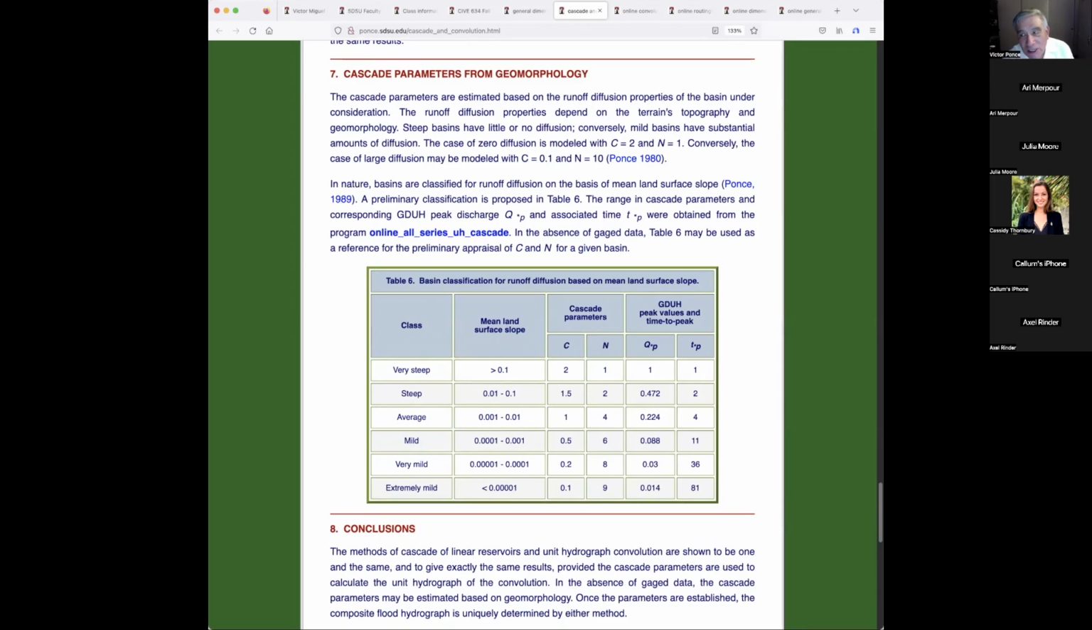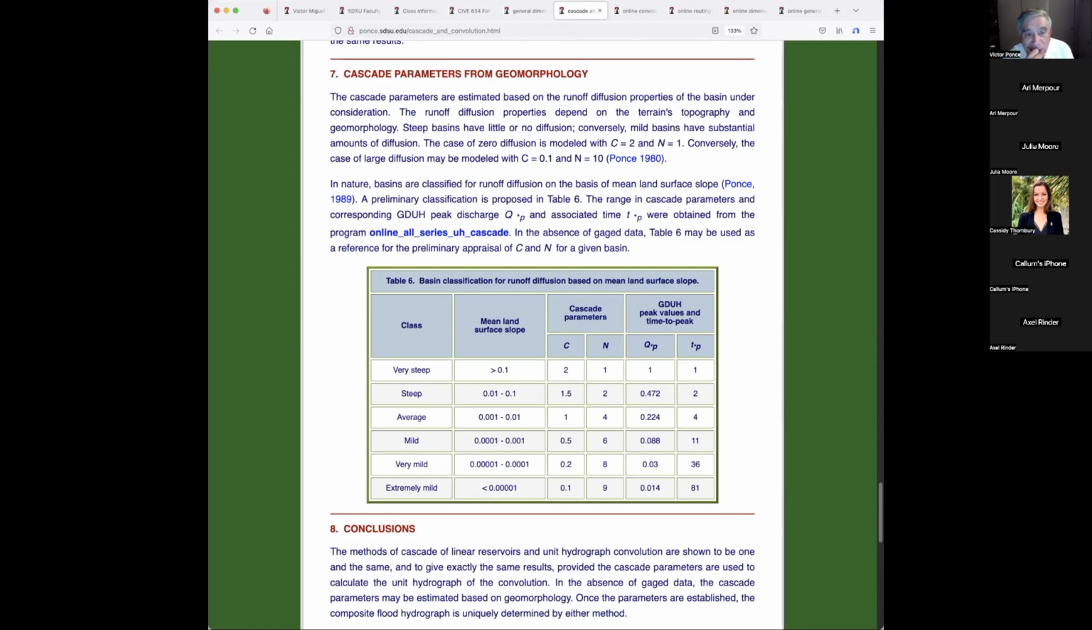Why do I say that, given the fact that perhaps you guys don't have the proper background? Because of the Hayami formula. The Hayami formula, which we're going to talk about, hopefully, maybe even today. Hopefully we'll get there. If not, we'll touch base on it briefly on Monday, next Monday. Okay, the case of zero diffusion is modeled with C equal 2 and N equal 1. I already proved to you from the previous paper that that is a correct statement. C equal 2 and N equal 1 simulates properly and exactly the response of the rational method.